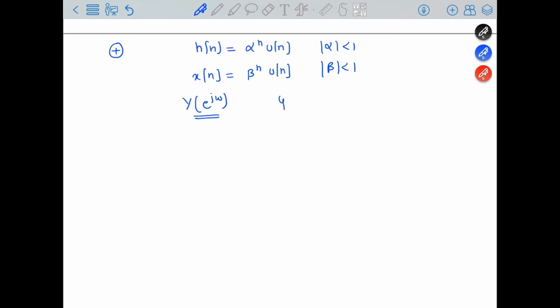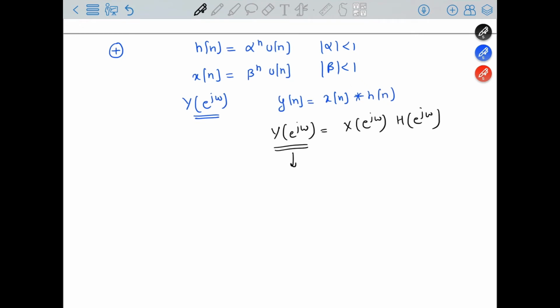We all know that in order to get y[n], we have to first calculate the convolution of x[n] with h[n]. Here we will use the convolution property. In order to get the Fourier transform of the output, we calculate the Fourier transform of the input and the Fourier transform of the impulse response, and we multiply these two. Then we will take the inverse Fourier transform of this expression in order to get y[n]. So we will do it step by step.